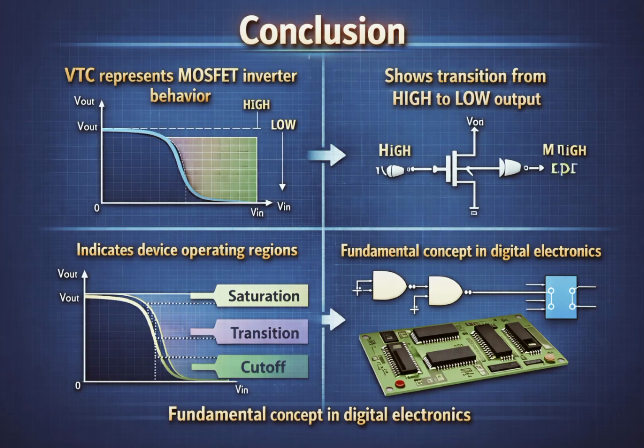Conclusion. To conclude, the voltage transfer characteristic of a MOSFET inverter provides a complete understanding of inverter operation. It explains how the circuit transitions from high output to low output, identifies operating regions, and supports reliable digital circuit design. Mastering this concept strengthens the foundation for advanced topics such as CMOS design, VLSI systems, and digital electronics.